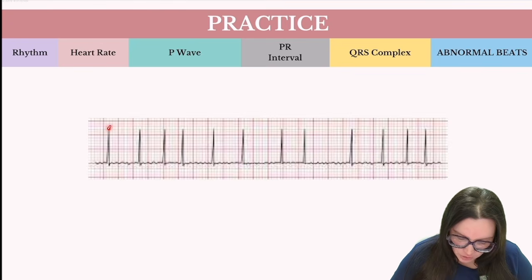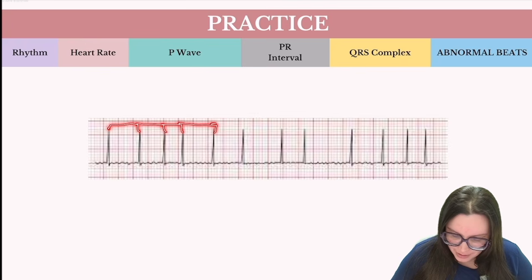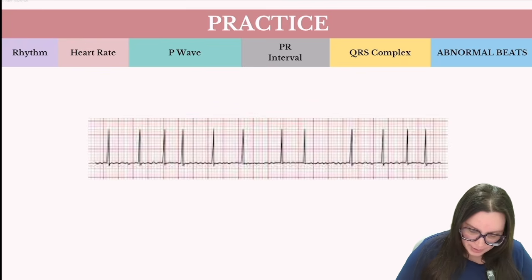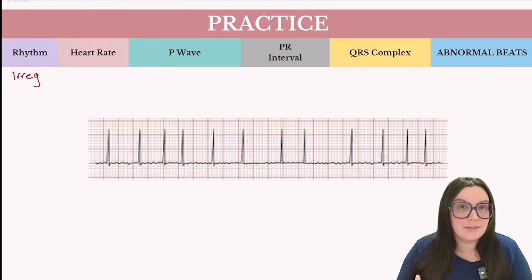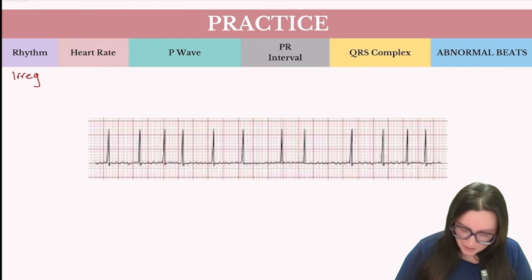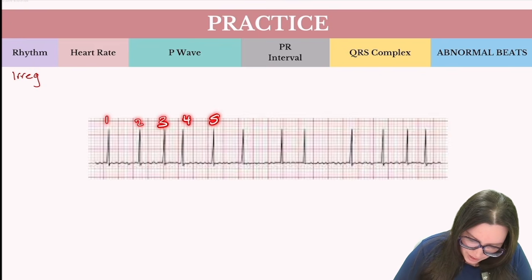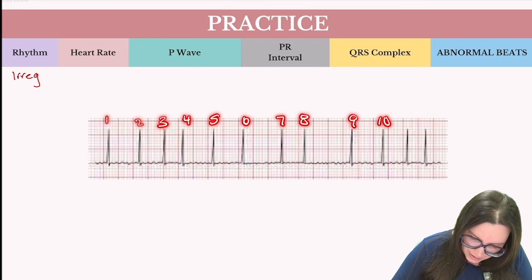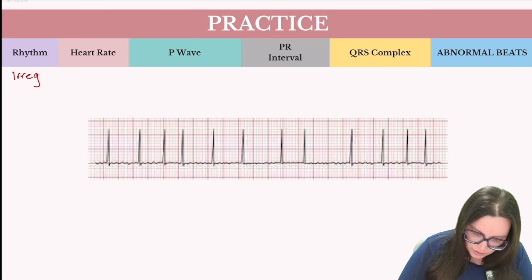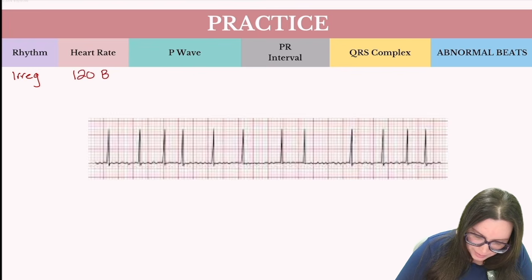So if I was to measure out my R complexes, you're going to see that they don't fall in the same place every single time. Some are longer, some are shorter. So we can absolutely identify this as an irregular rhythm. And because it's irregular, we're just going to count our QRS complexes. So we have 1, 2, 3, 4, 5, 6, 7, 8, 9, 10, 11, 12. So we have a total of 12, meaning that we have a heart rate of 120 beats per minute.